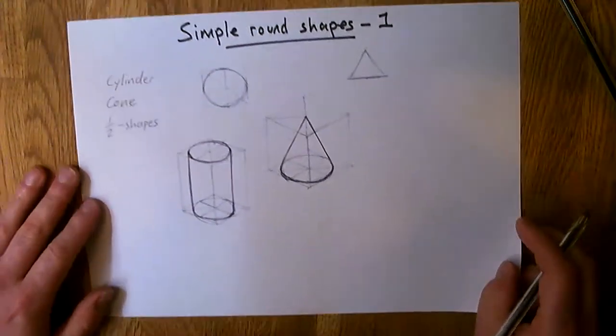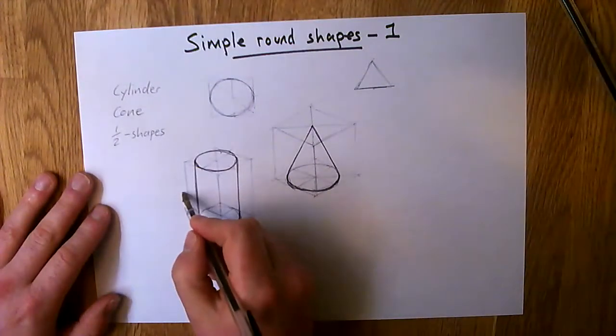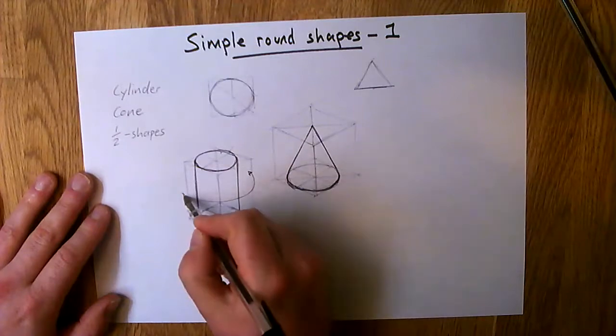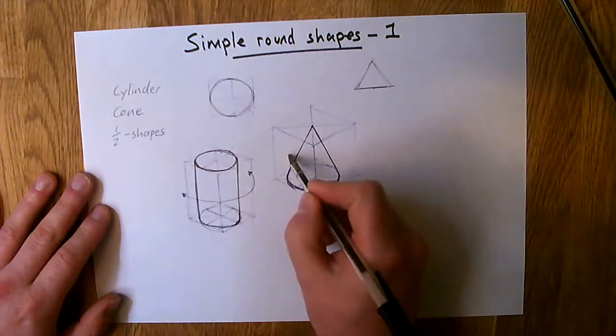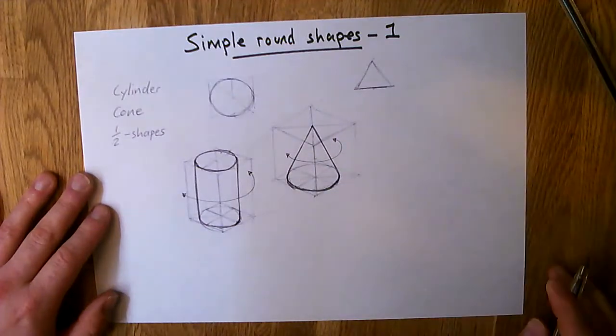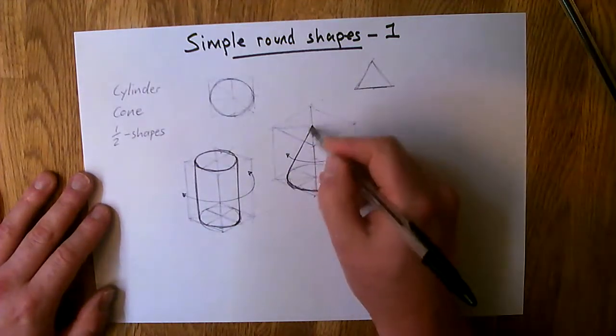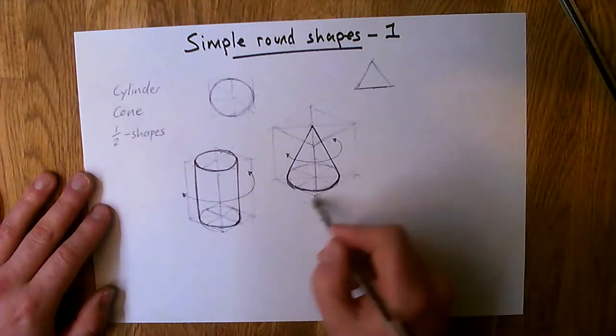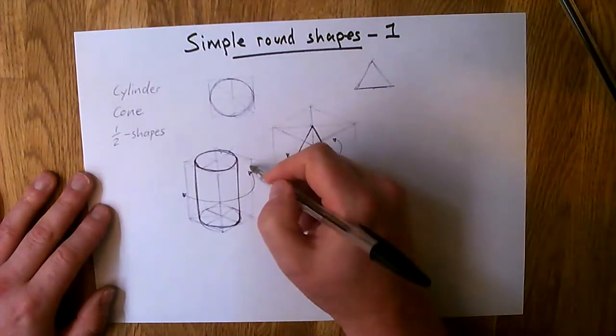So this is what I mean by simple round shapes. Shapes where the curvature is only happening in one direction. The curvature is only happening in one direction, right there. And we can see that we can construct out of squares and circles and cubes and boxes.